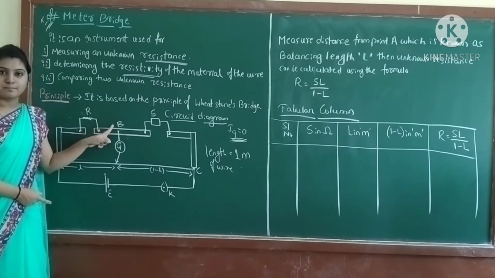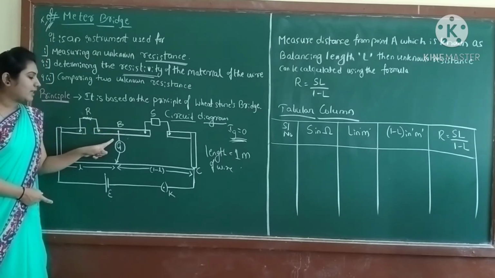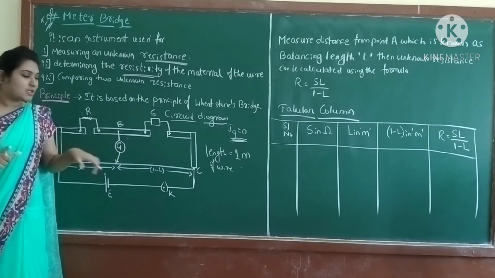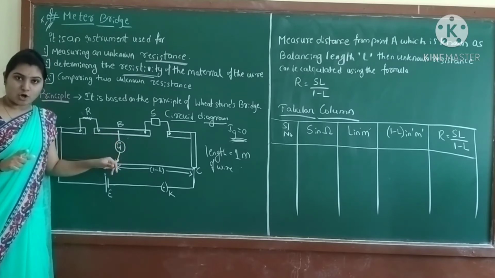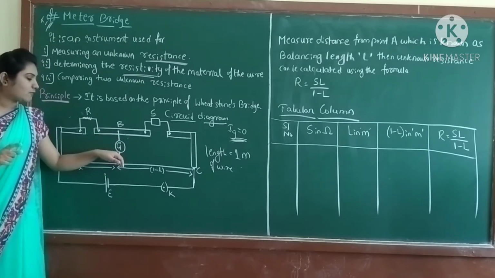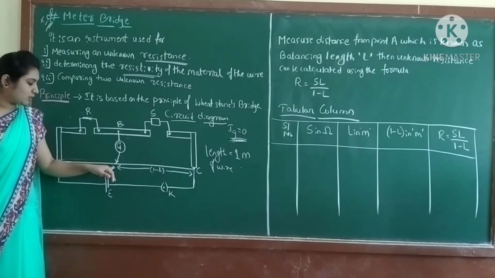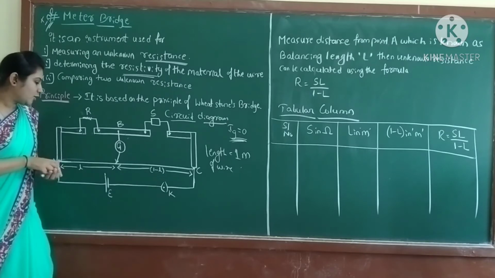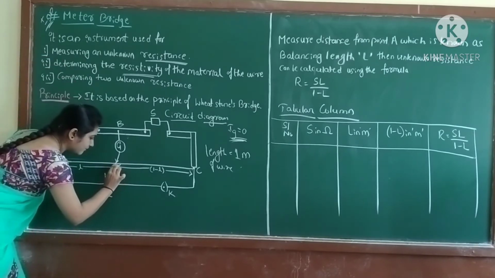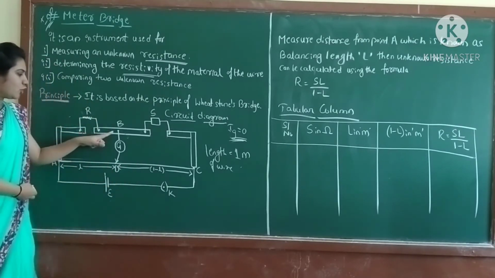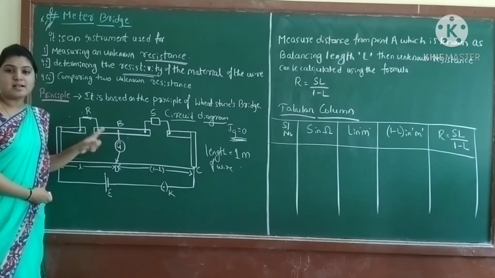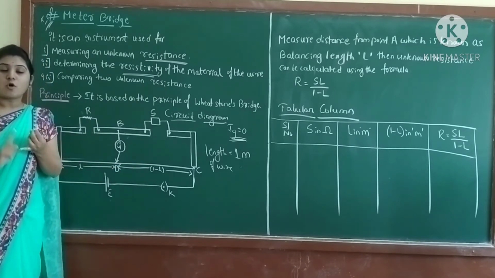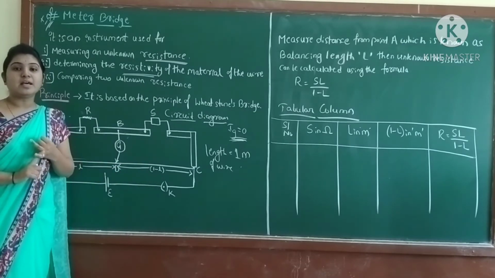making the one point B, and from that I am connecting the galvanometer. The other end of the galvanometer I am connecting to this wire. On that wire, one more point is there. You can take it as D point. So B to D I am connecting the galvanometer. Correct? So this is about the construction of the meter bridge.